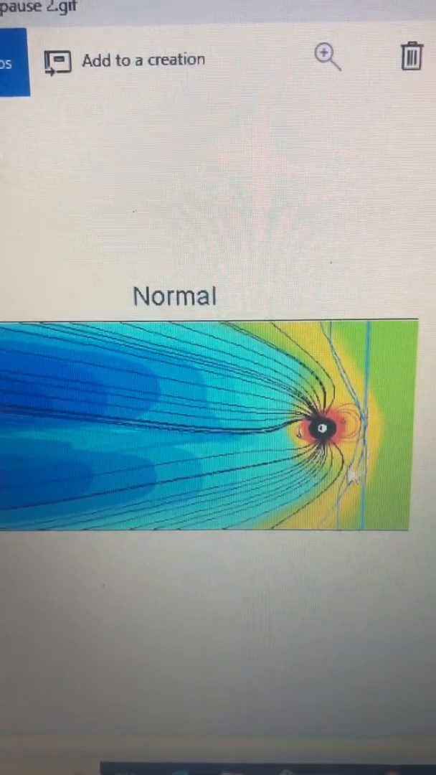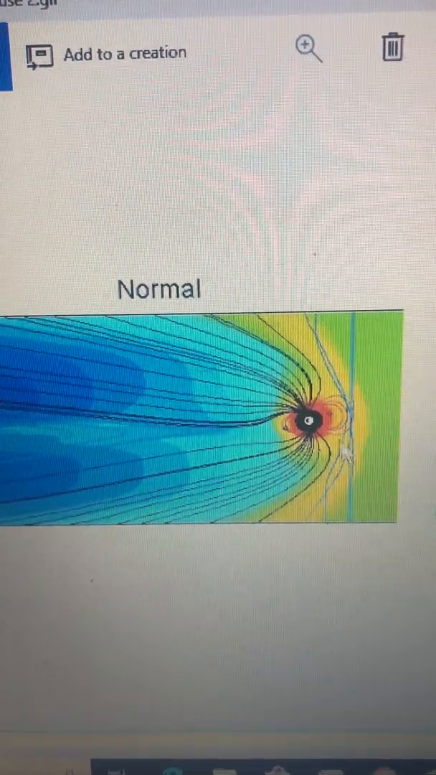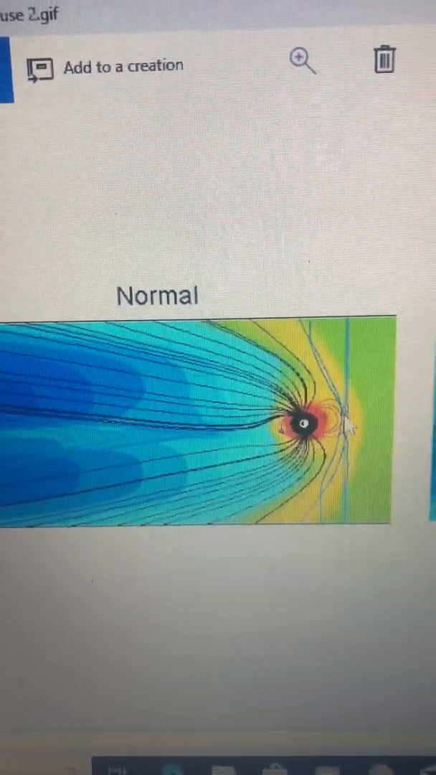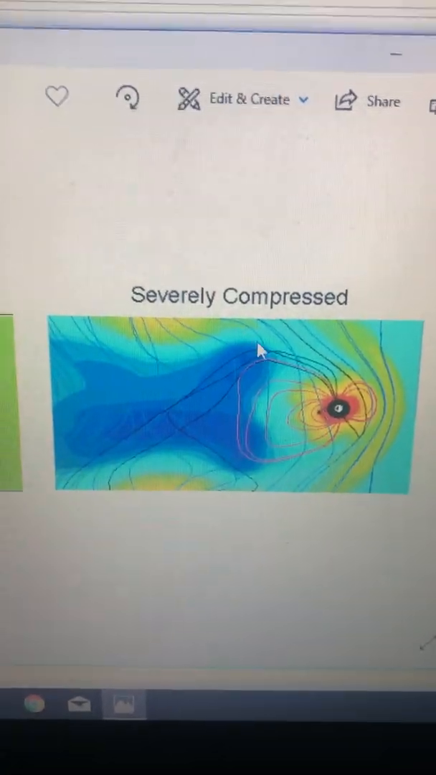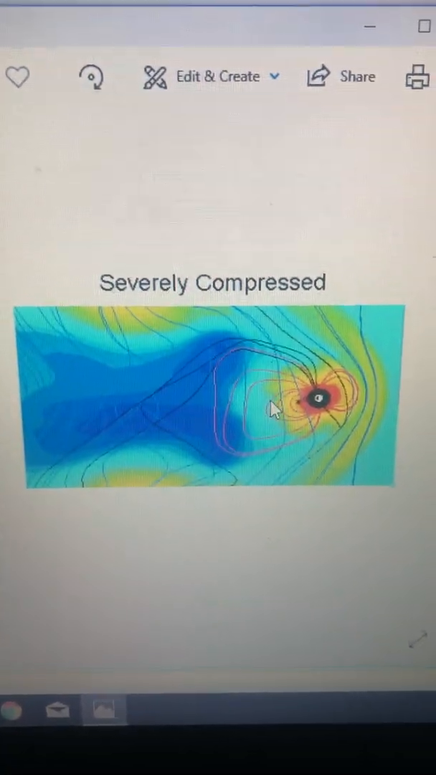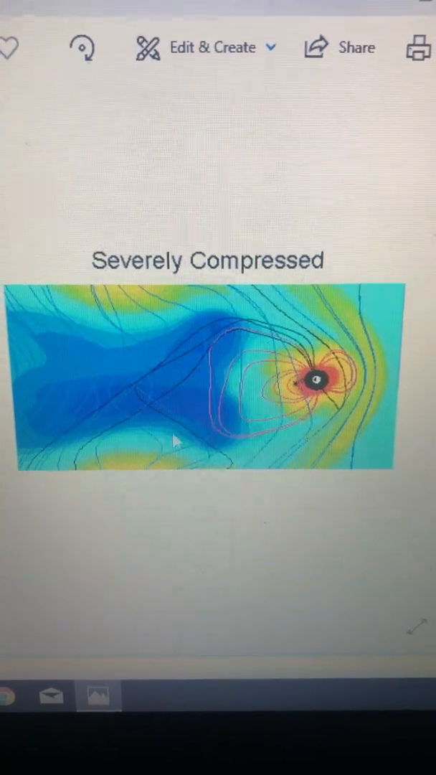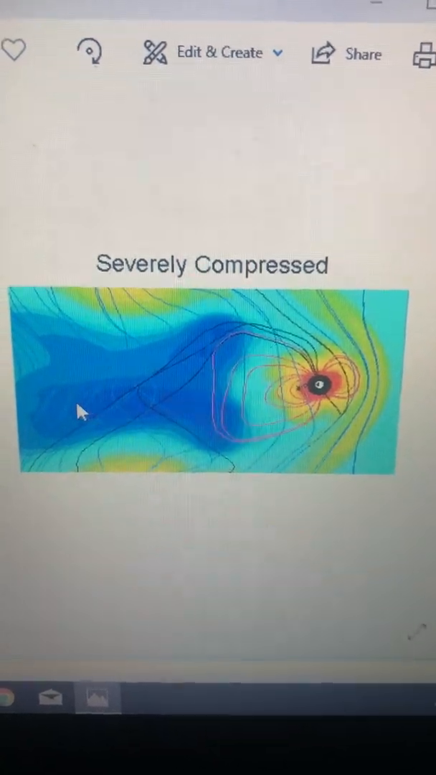You know, there's hardly any compression on the bow shock. The magnetosphere seems okay, structured well. Now this is what NASA and NOAA class as severely compressed, okay? So just take note of what this looks like. And they say this is severely compressed, okay?